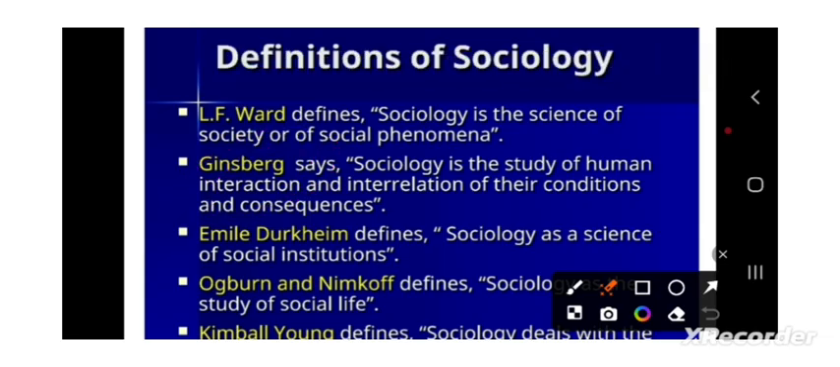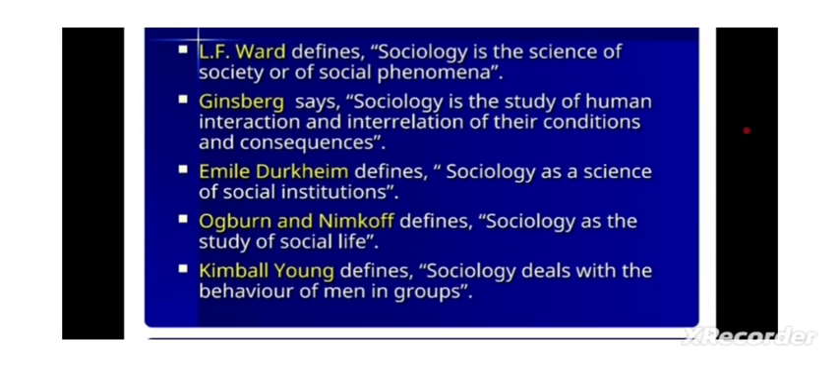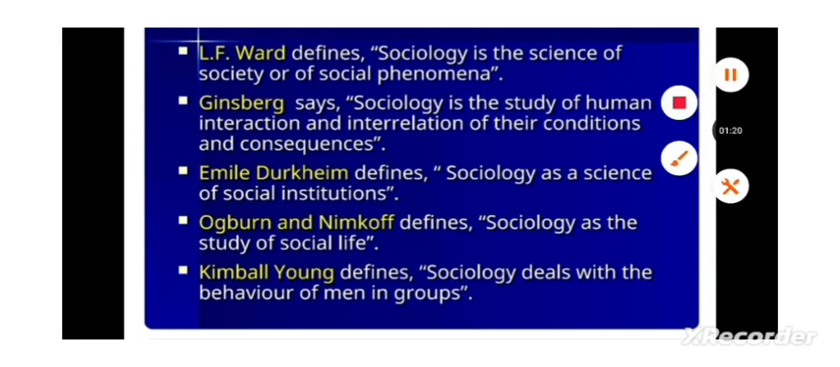Ginsberg: he suggests that sociology is the study of human interaction and interrelation and their conditions and consequences. This definition emphasizes the dynamic relational aspects of social life. He focused not just on people but on how they connect, the circumstances that shape their interaction, and the outcomes that result from them. So, sociology is a study of human interaction and interrelation of their conditions and consequences. Emile Durkheim.